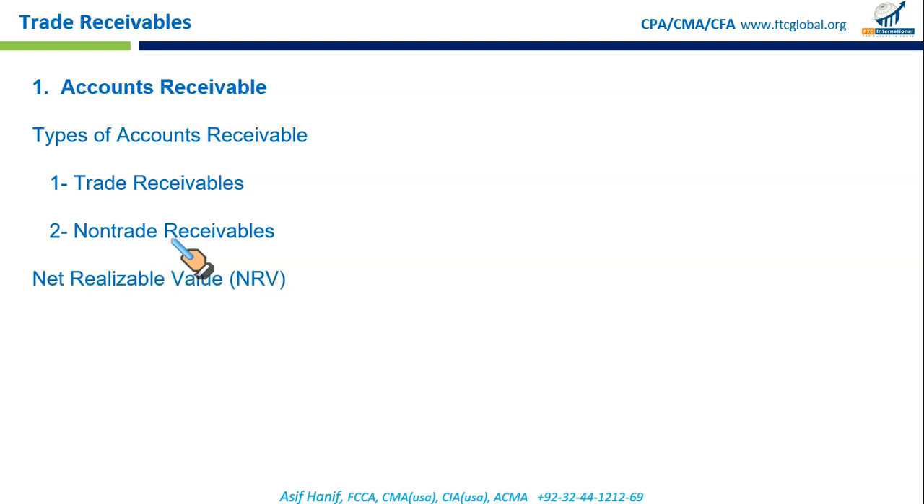Then there is a very important concept called net realizable value, right? So net realizable, let me give you some numbers to explain the idea. Let's say I have $100,000 worth of gross receivable, right? From this, I doubt that I may not be able to collect $5,000 from this amount. These are likely uncollectible receivables.